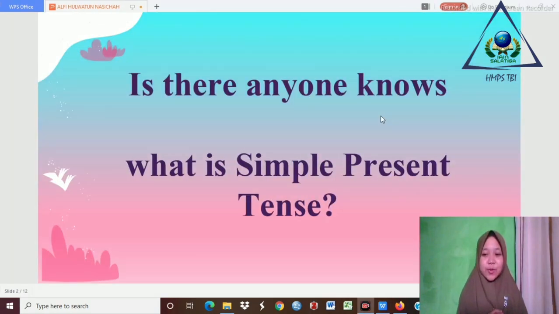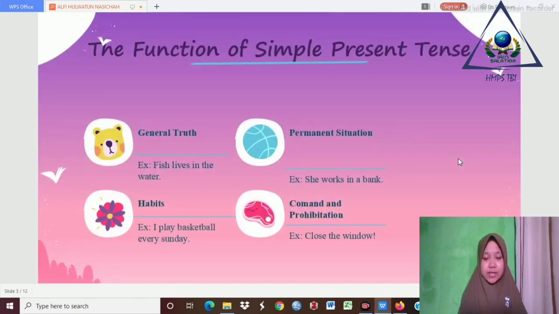So I will try to ask you, is there any one of you who knows what simple present tense is? If you know, please tell me. Yes, mashallah, that's a very good answer. Yes, simple present tense is a tense that is used when an event is currently taking place or an event that takes place repeatedly. Okay, before we know about the definition of simple present tense, we will know about the function of simple present tense.